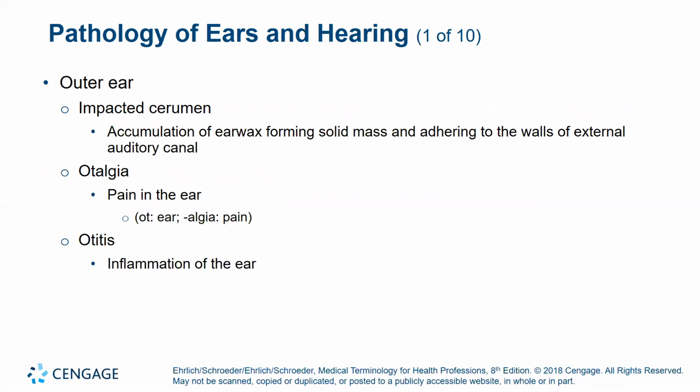The pathology of ears and hearing: we have the outer ear, impacted cerumen. It's accumulation of earwax, forming a solid mass and adhering to the walls of the external auditory canal. Looking at a couple medical terms, we have otalgia. Ot is ear, algia is pain, so just pain in the ear. Otitis is inflammation of the ear. Itis is inflammation. Ot is ear.